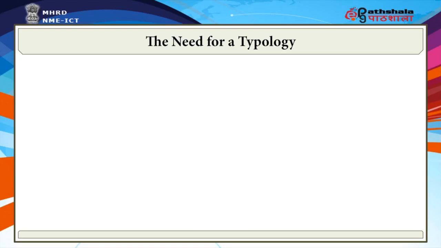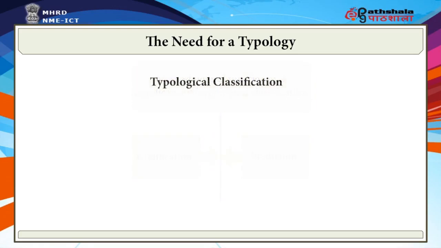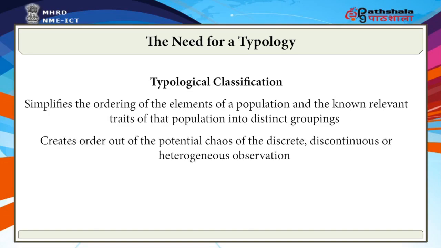According to the International Encyclopedia of Social Sciences, the methodological function and the significance of typological classification are basically twofold, namely codification and prediction. A typology goes beyond sheer description by simplifying the ordering of the elements of a population and the non relevant traits of the population into distinct groups. In this capacity, a typological classification creates order out of potential chaos of the discrete, discontinuous, and heterogeneous observation.